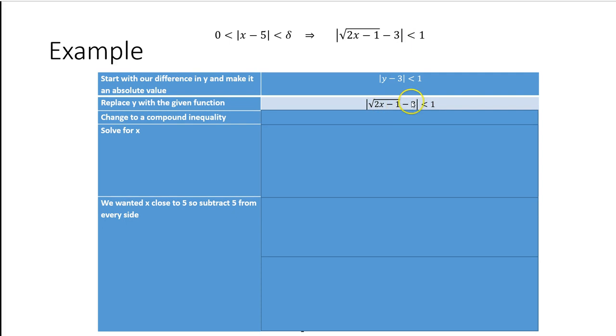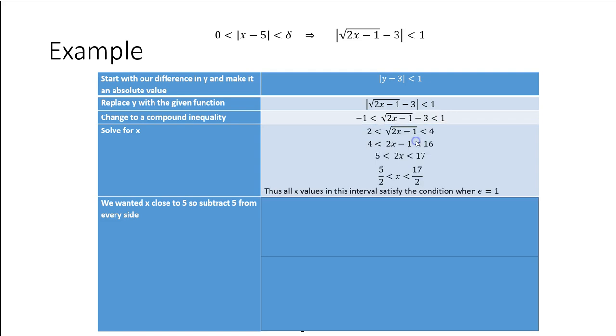Again, we're going to go from an absolute value inequality to a compound inequality. We're going to bring that 3 over to each side. We're going to square everything, add 1, and divide by 2. This again is my open interval around c. This is my a and b.